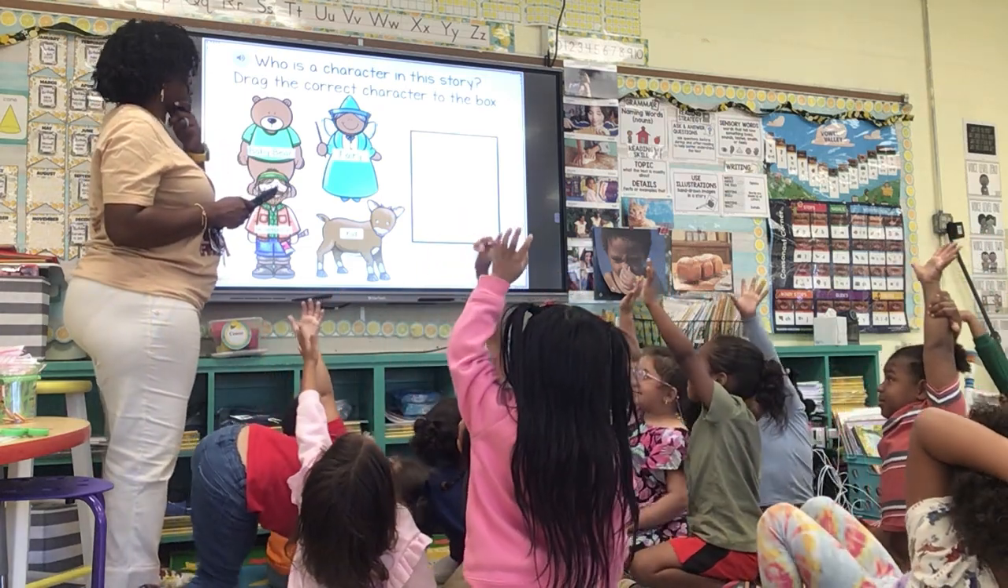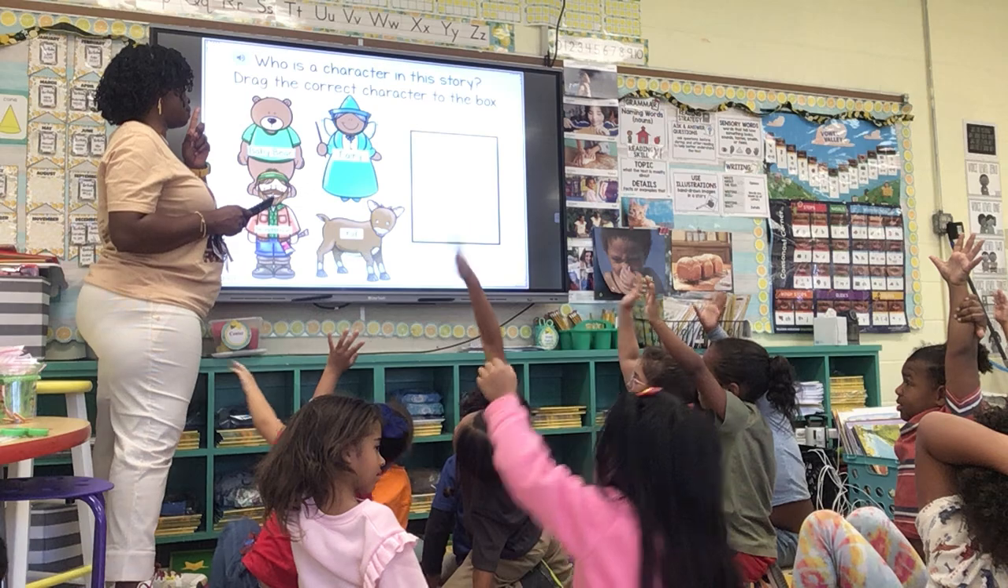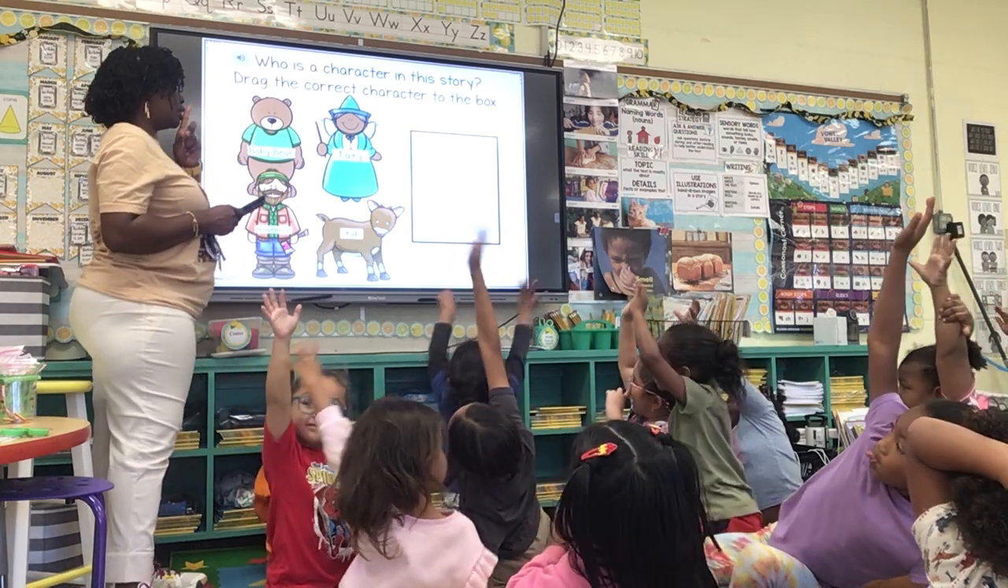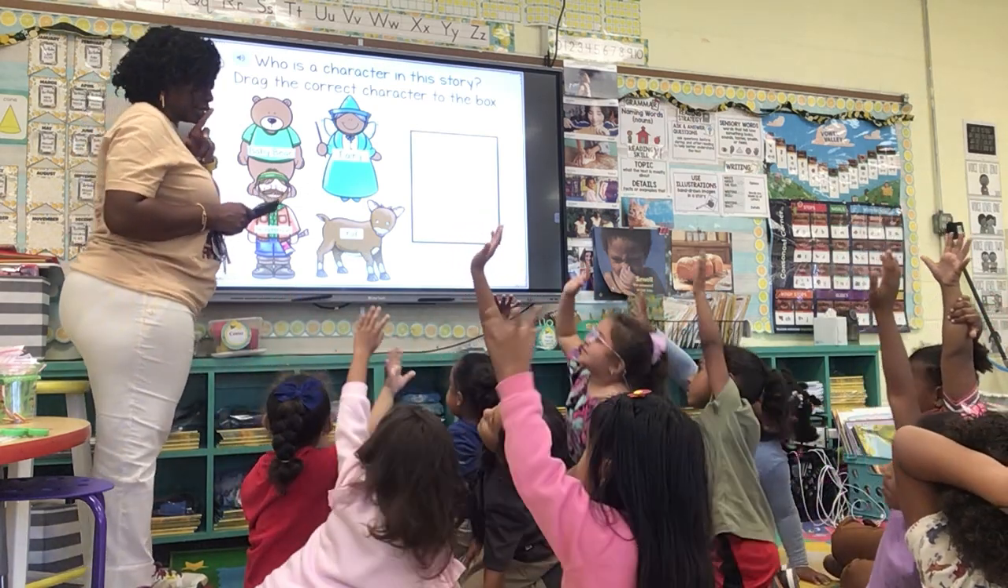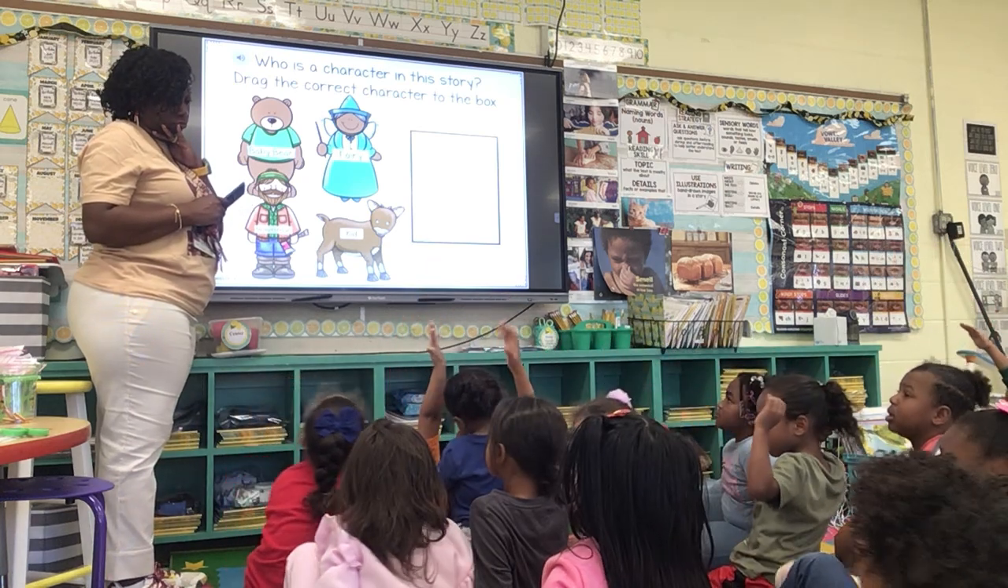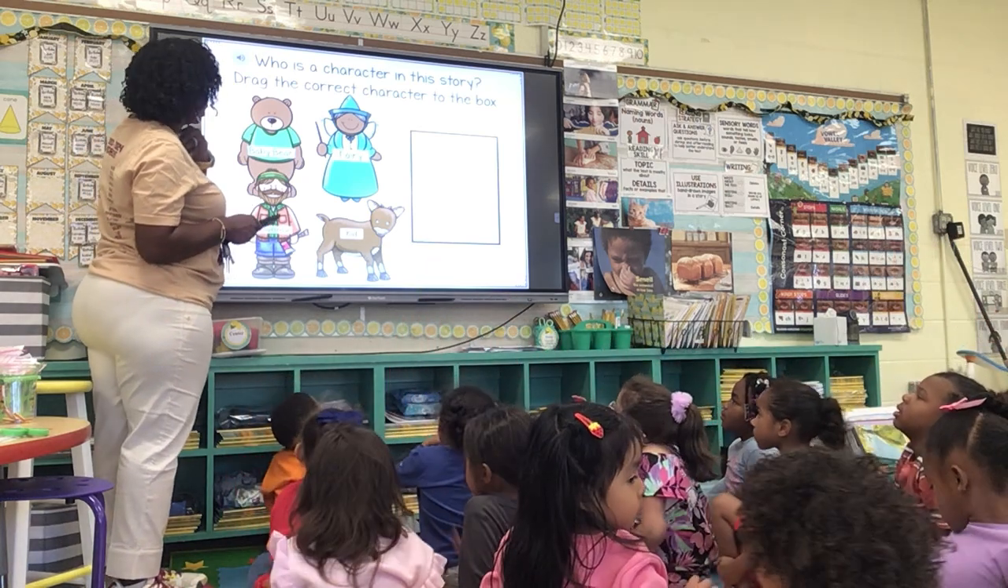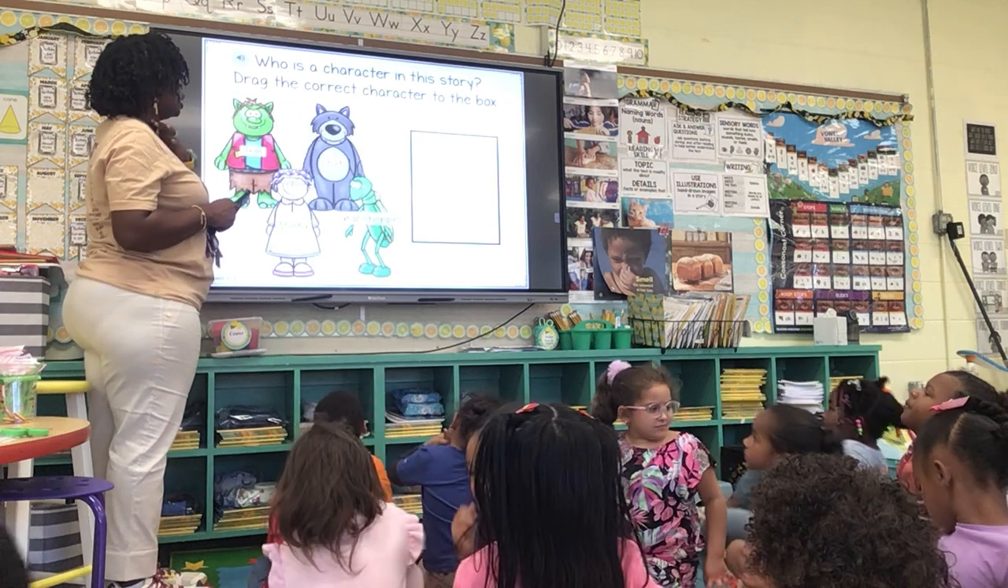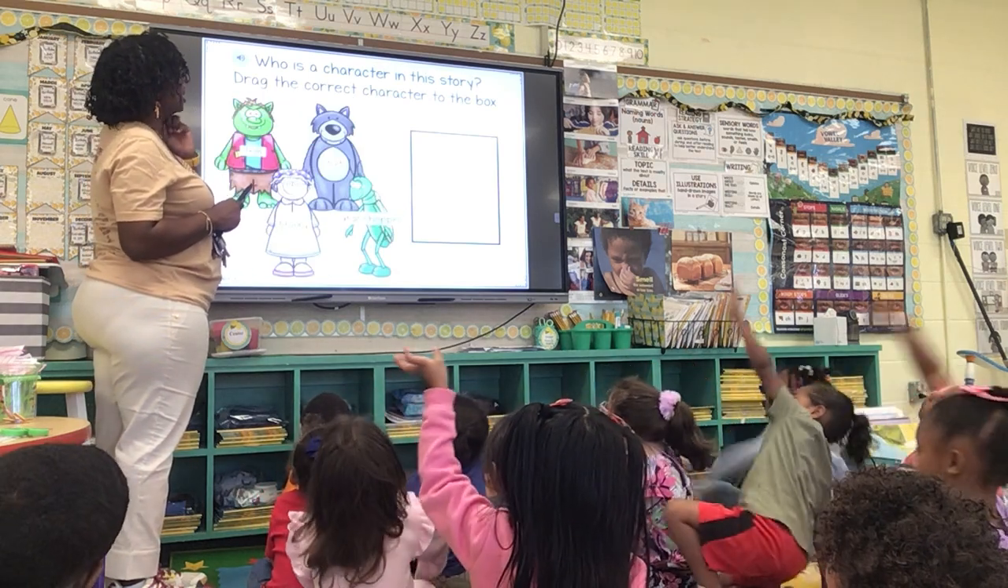And who was the character here? Was it the baby bear, the woodsman, the kid, or the fairy tale? I'm looking for someone that's on the bottom. The baby goat. The baby, the kid goat. Good job, guys.